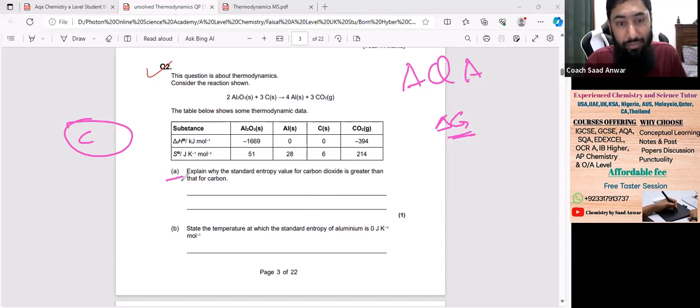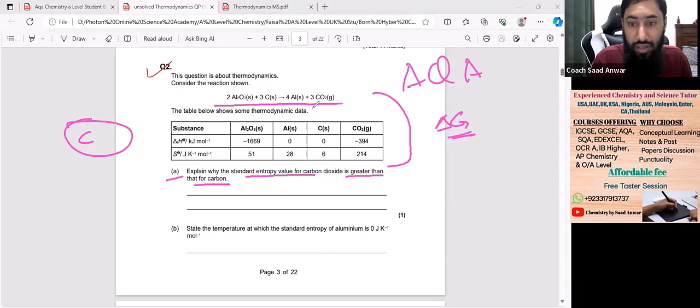In part A, they are saying explain why the standard entropy value for carbon dioxide is greater than that of carbon. You can read the data here. Data is given in the table. This is the reaction. You can see the carbon dioxide is in the form of gas, while the carbon is in the form of solid. So entropy of gas is always greater because in a gas, the particles are in a disordered arrangement. So you have to write these things here.